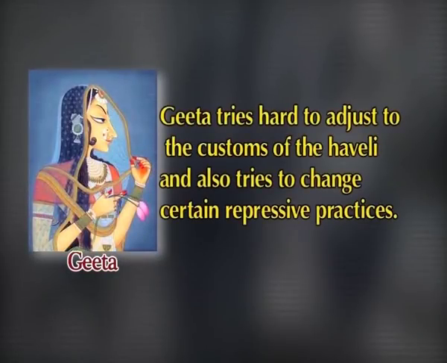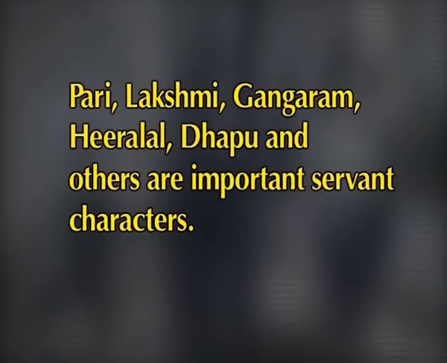The main character is Geeta, who tries hard to adjust to customs of Haveli and also tries to change certain repressive practices. Her husband's character is minor but sympathetic. Her in-laws' characters are full of authority but compassionate. The servants form an important corpus of characters in the novel. Pari, Lakshmi, Gangaram, Hiralal, Dhapu and others are important servant characters who also move the story forward.